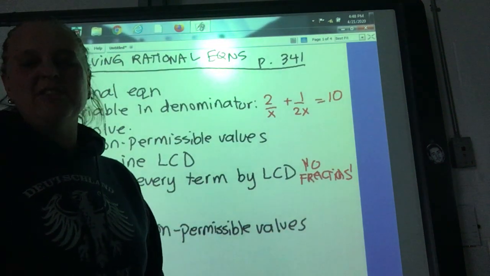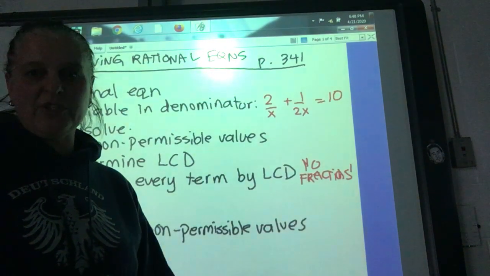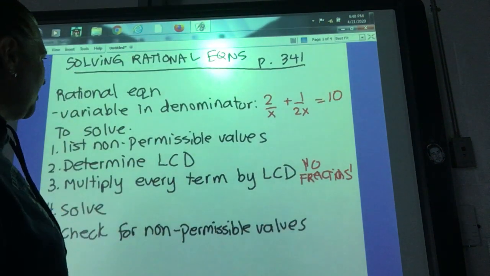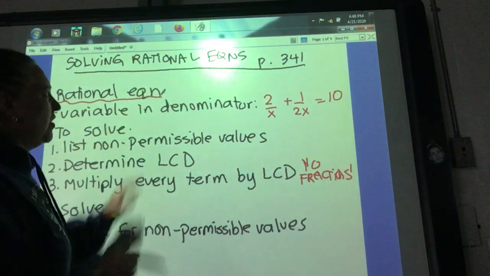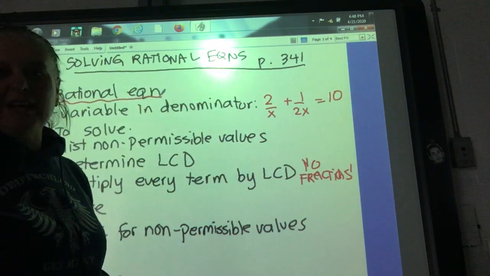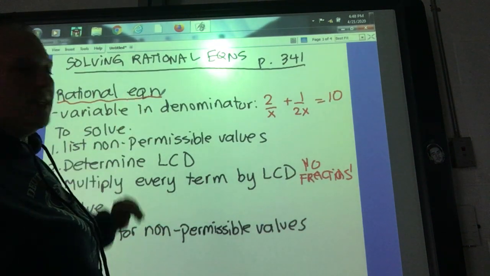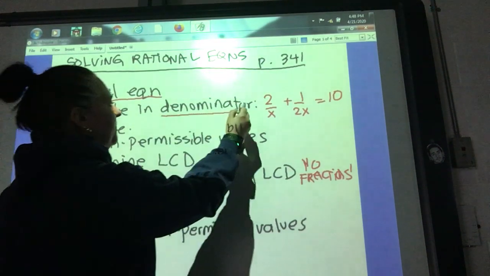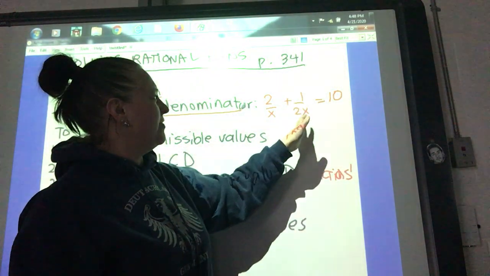Okay, so before we begin, let's just talk about rational equations. Again, everything up until now has been rational expressions, right? We've add, subtract, multiply, divide expressions. Now we have an equation. So what is a rational equation? Well, it's an equation that's going to have basically a fraction in it, right? Rational numbers are fractions. So a rational equation has the variable in the denominator. So an example, 2 over x plus 1 over 2x equals 10.